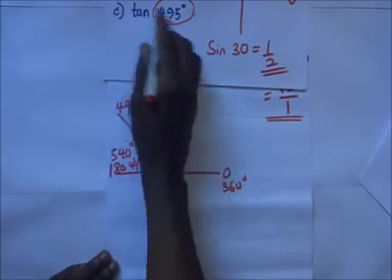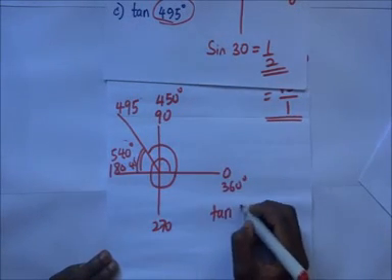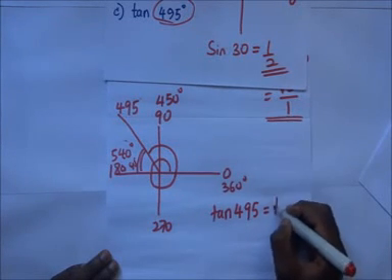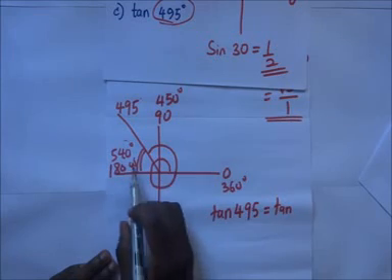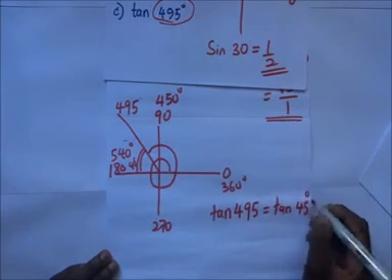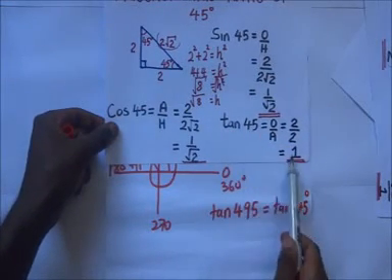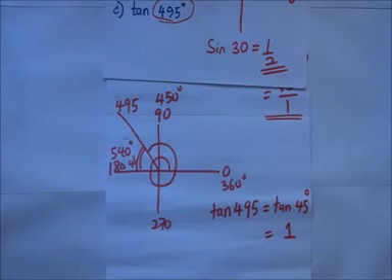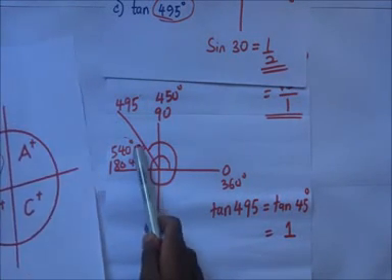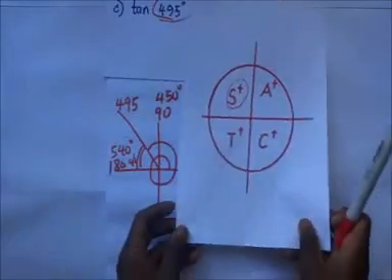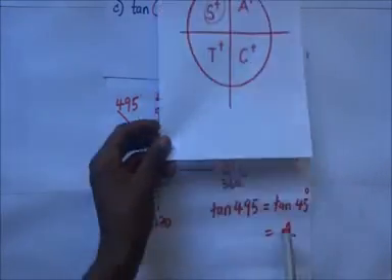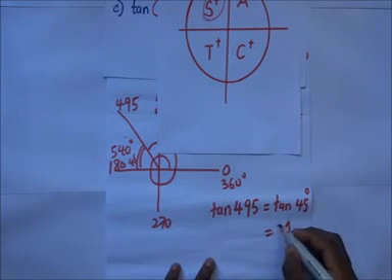So the tangent of 495 is going to be the same as the tangent of 45. From the ratios we explored before, tan of 45 is 1. So we need to find out whether this 1 is positive or negative. Now this is lying in the second quadrant, and in the second quadrant, only values of sine are positive, so the rest are negative. So our 1 here is negative.